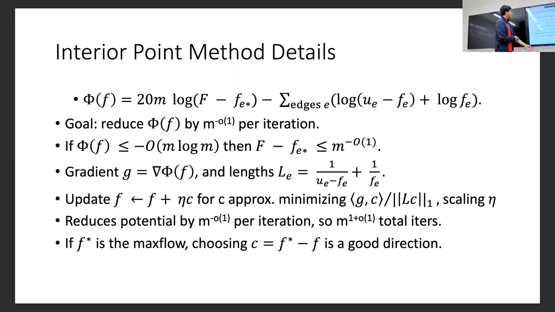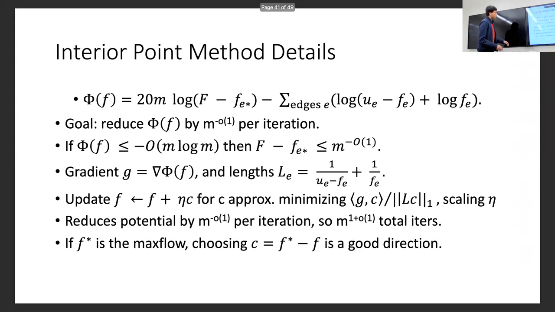Then the algorithm is going to update f to f plus c, where c approximately minimizes this gradient dot c over the ratio. You can show that this reduces the potential by m to the minus little o of 1 per iteration, which I'm going to cover right after the slides. And another important point, which is related to this thing about adaptive versus oblivious adversaries, is that if f star is actually the true max flow or true min cost flow, then if I had chosen c to be f star minus f, that would have been a good solution. I could have output that and that would be a good progress step.